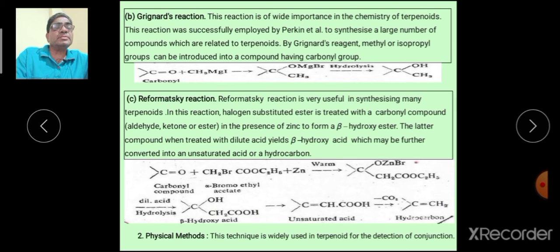And now by forming unsaturated acid, decarboxylation gives hydrocarbon, that is a terpene. Physical methods are also used for the detection of terpenoid structure, that is, how the structure is built up.